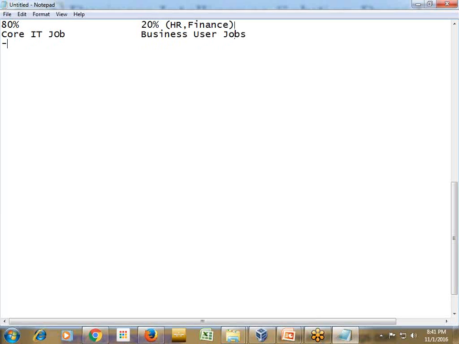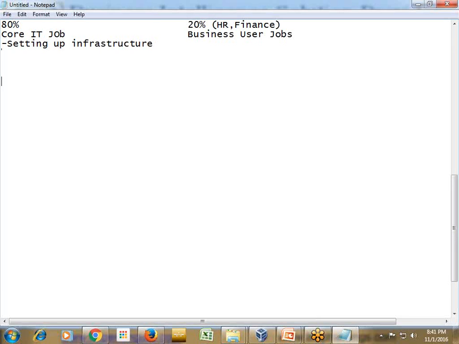So core IT jobs start from setting up your infrastructure. This is a job your business user cannot do, right? I'll tell you one simple example. When we bid for the POC for one of the banks, the Tableau guy came and said we can do this and that, and they showed one thing very well: we can do in-memory data exploration and data visualization. It's an in-memory solution, right?